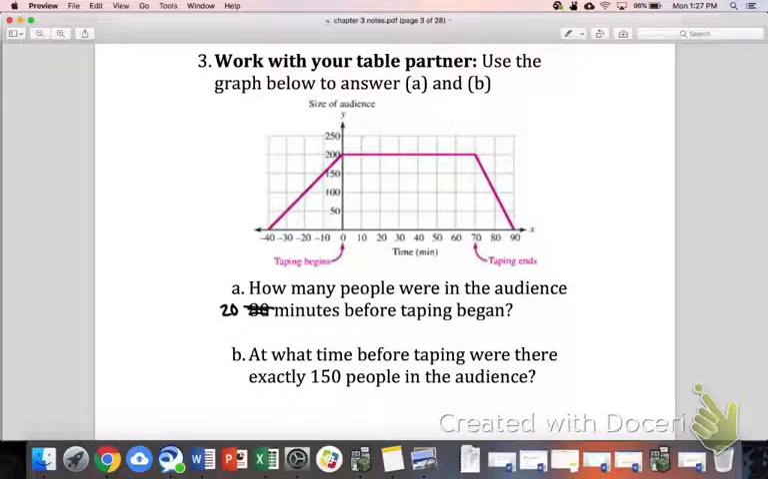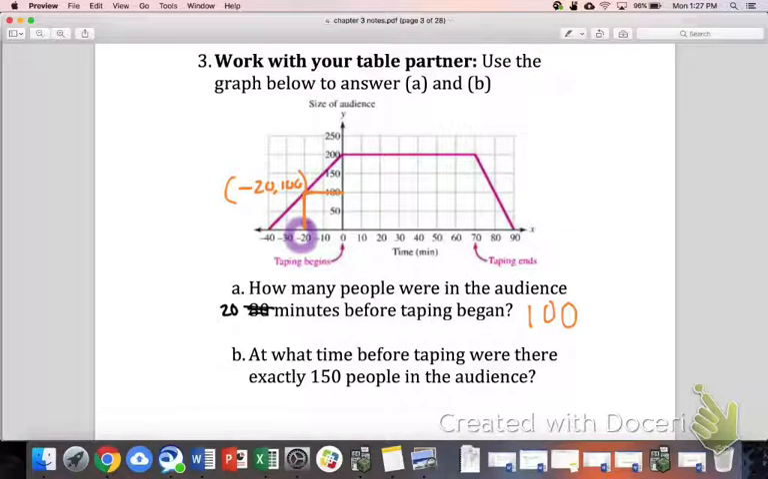Kendall, what did you guys come up with for A? 100. So how many people were in the audience 20 minutes before taping? She says 100 people. Look at what you have. Do you guys agree that that is correct, 100? Yeah, I think it is 100. What we're looking at there, of course, is 20 minutes before would be right there. And when we're at 20 minutes before, the height is 100. So you could draw in that little box there to say that that point is negative 20, comma 100. So 20 minutes before the show, there were 100 people in the audience.